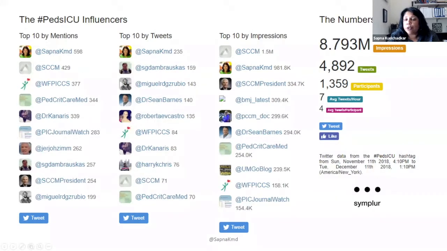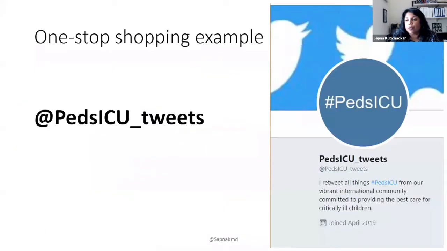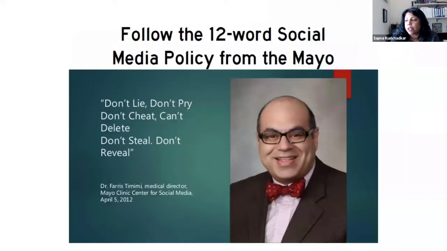The reason that I bring up the transplant potential is because here we are at Peds ICU. This is 1 month of our data. We had about 1,300 participants in 1 month and almost 8.8 million impressions. And we are a much smaller community than the transplant community. So I encourage someone to register more of those hashtags that are relevant and start collecting data and growing that community as it moves forward. We actually have a one-stop shopping with the Peds ICU tweets handle. So we actually retweet everything that uses the hashtag Peds ICU. So that's another thing to consider for the transplant community.